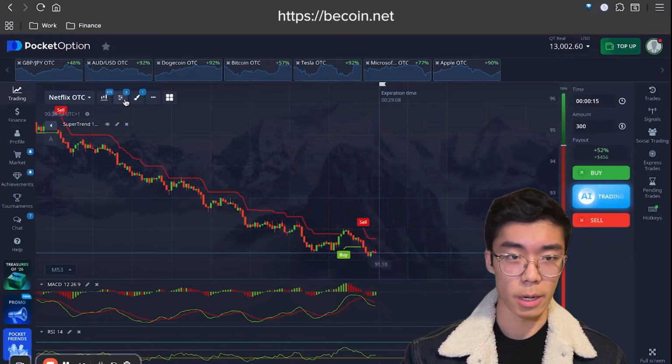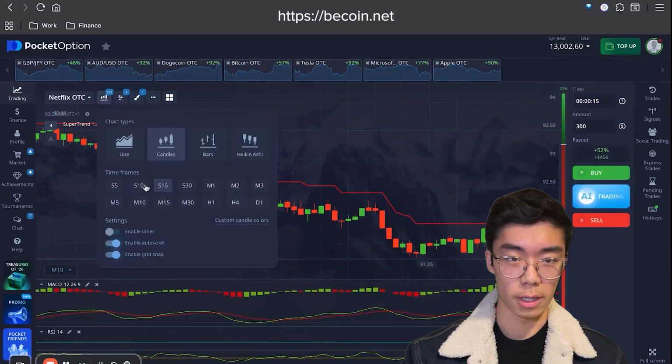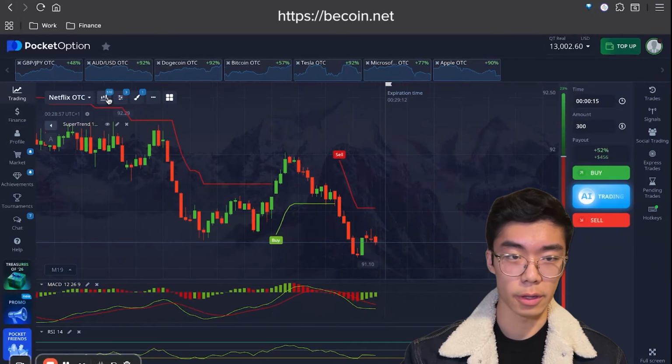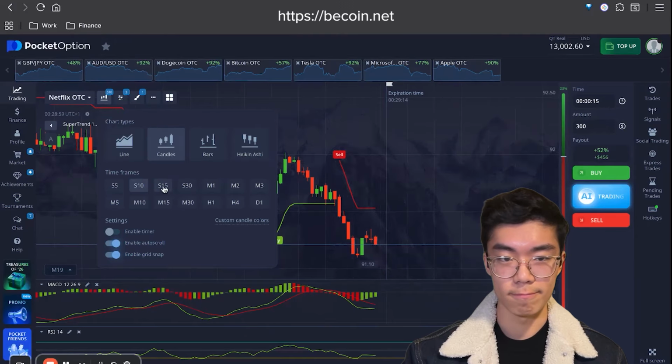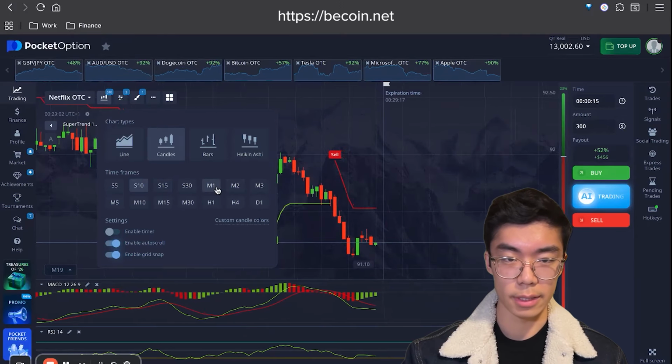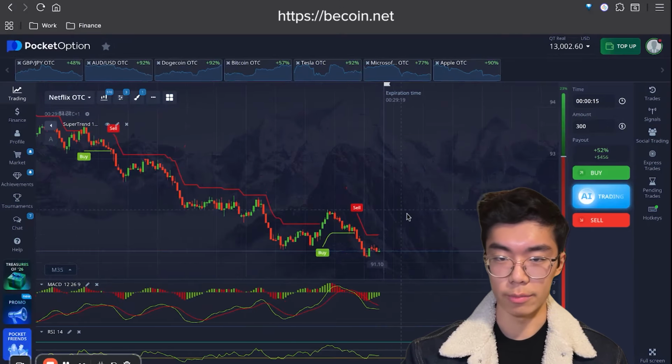So you just want to set up your indicators, make sure your time frame is set up right. So I'll typically do, as I said, 15 seconds to 1 minute. Sometimes I do 10 seconds to 1 minute. Those are my preferred time frames.